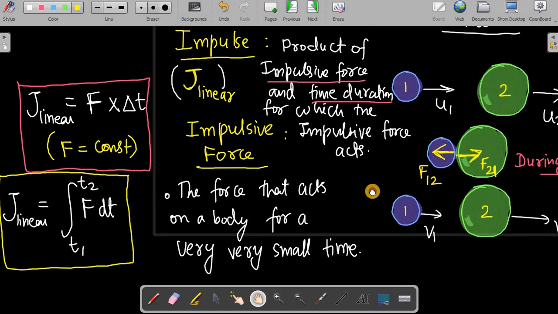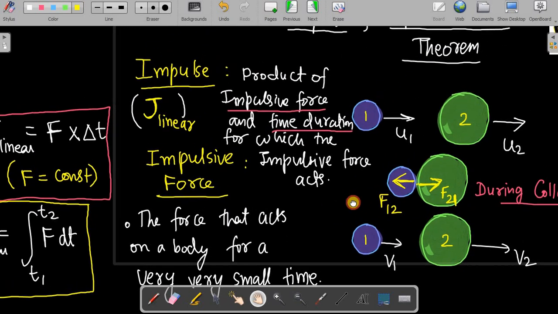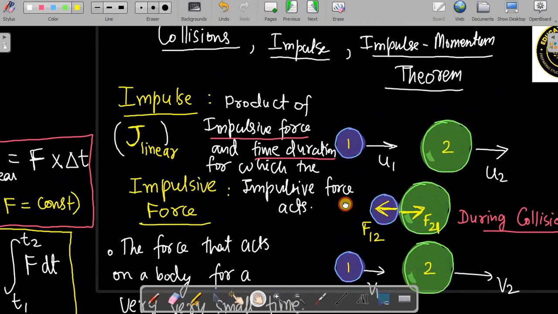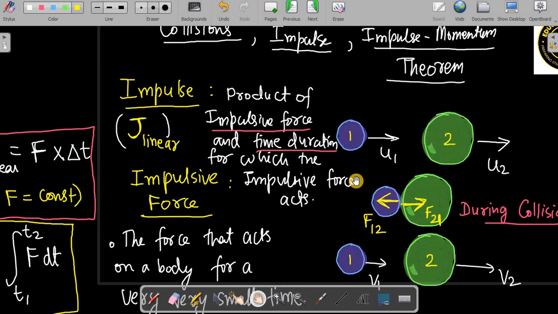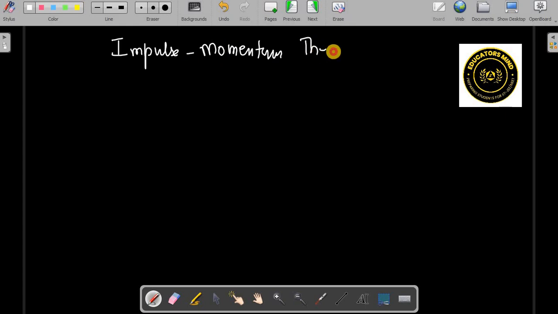So this is the definition of linear impulse. Now let us understand the impulse momentum theorem. Again we'll come to collision. This is impulse we have discussed, impulsive force we have discussed. Now what is the impulse momentum theorem? Let's understand that. It is a very important principle, very important principle, the impulse momentum theorem.